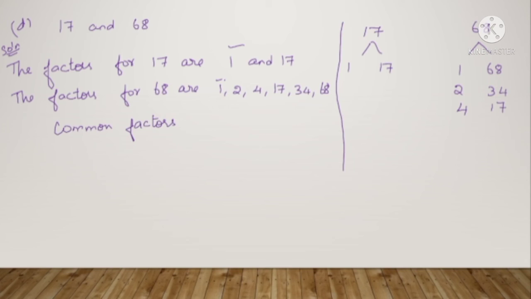So the common factors are 1 and 17. So we conclude that 17 and 68 are not co-prime numbers.